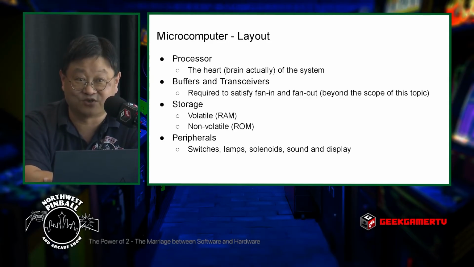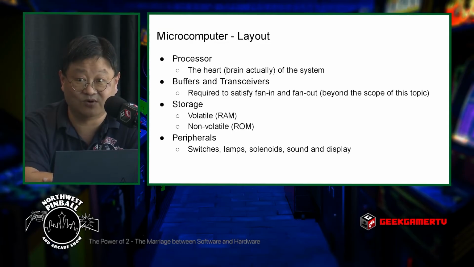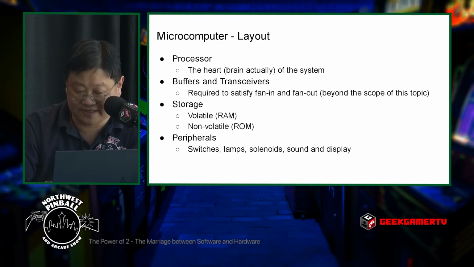You'll also find storage, both volatile and non-volatile. And this excludes NVRAM, which even though it's non-volatile, we won't talk about, because as far as the software is concerned, it's volatile. It's RAM. It's SRAM. Non-volatile is ROM, either mask ROM or EEPROM, electrically erasable. Either one, UV or electrically erasable.